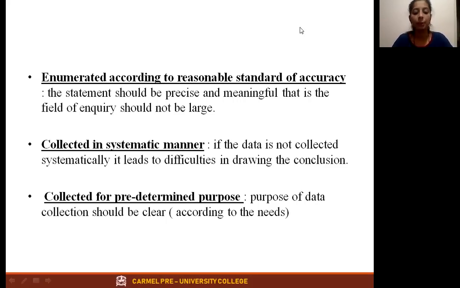That is why the purpose of data collection should be clear. It should be according to the needs. Clear?